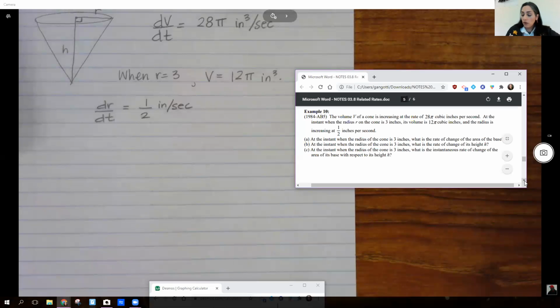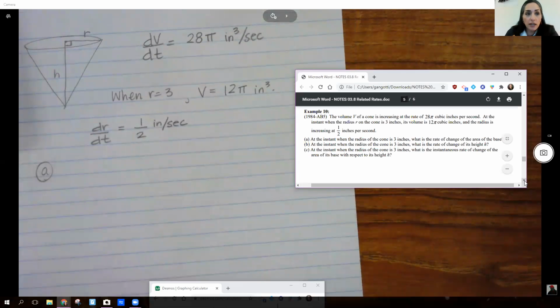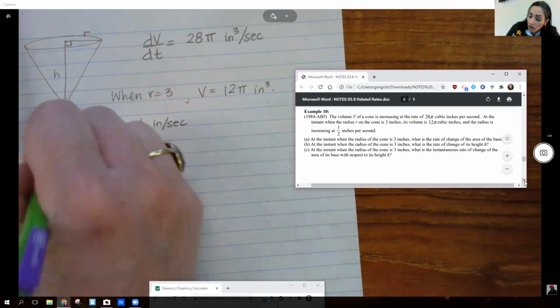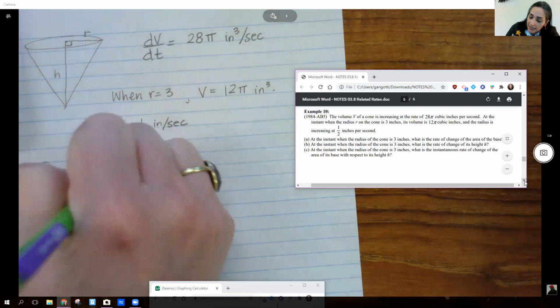Okay, so part A. At the instant when the radius of the cone is 3 inches, what is the rate of change of the area of the base? I drew my cone upside down, didn't I? I guess it doesn't matter. All right, so you are looking for the rate of change of area, so like dA/dt.